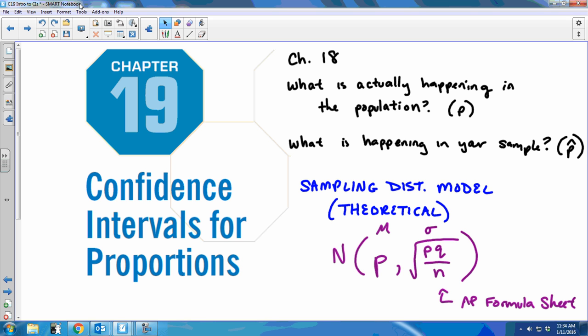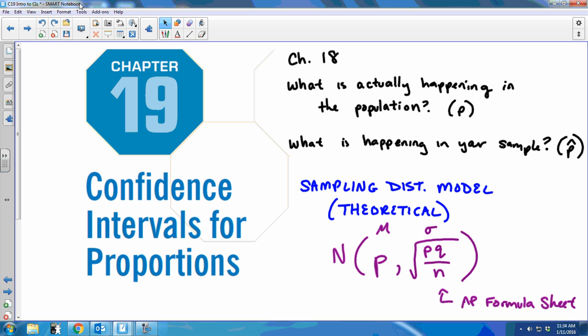Then we needed some sort of model. We wanted to see what was going on. And so we used a sampling distribution model, which was a normal model, with a mean of whatever P, the true population proportion was, and a standard deviation of the square root of PQ over N, which was on the AP formula sheet. All that stuff we've learned already.